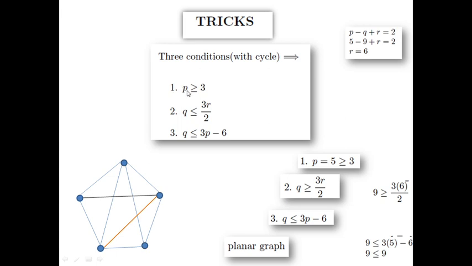Okay, you can see the first condition, P greater than or equal to 3. What is the value of P here? The number of vertices is 5. So 5 greater than or equal to 3, it is satisfied. So the first condition is okay, right?